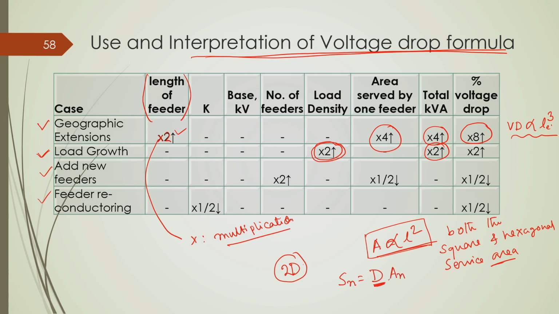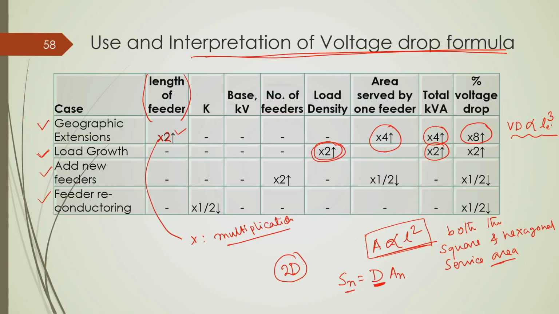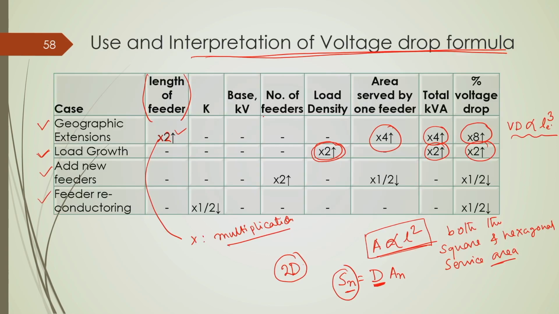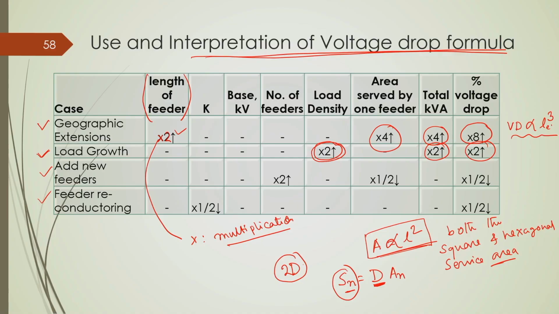So, if you increase capital D twice, then S_n will be increased by 2 times, and since S_n will increase, the voltage drop will also be increased twice, because the voltage drop is directly proportional to the loading of the feeder. Okay. So, that means, if load density increased to twice of the actual value, it will result in twice the actual voltage drop.